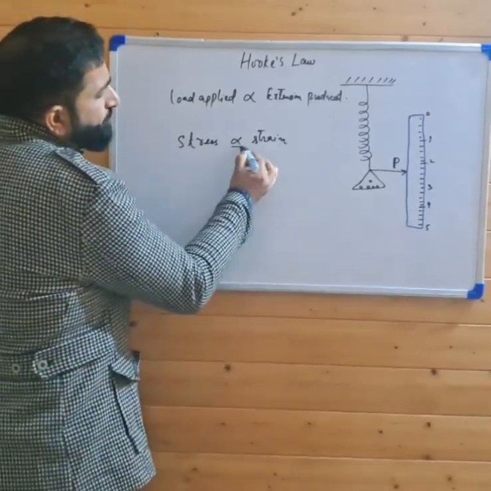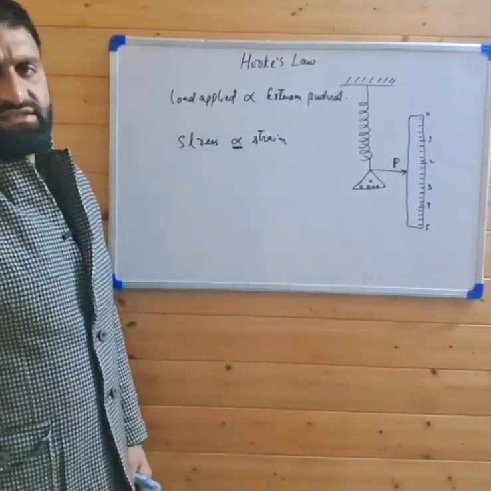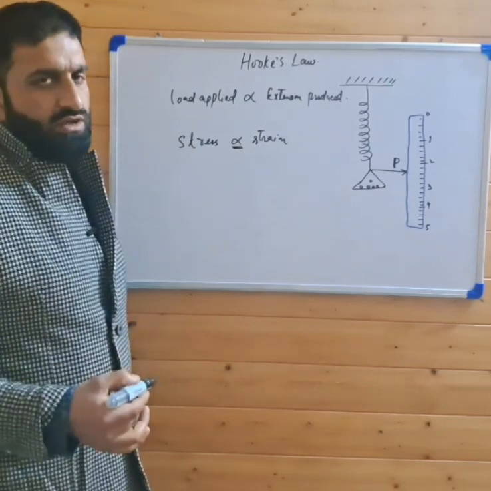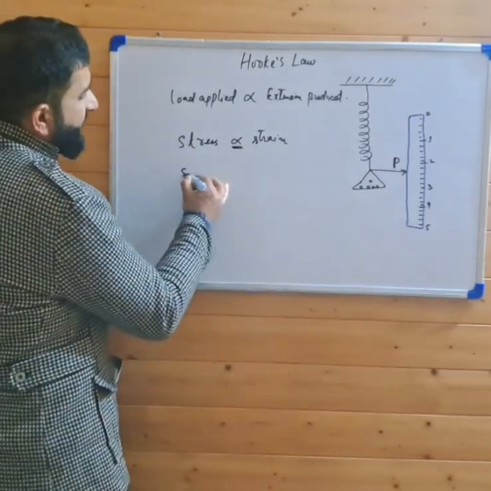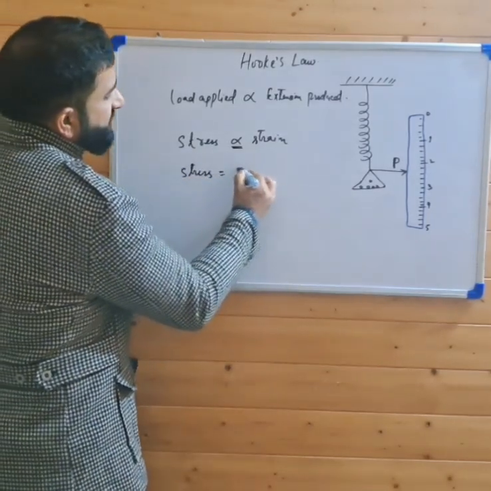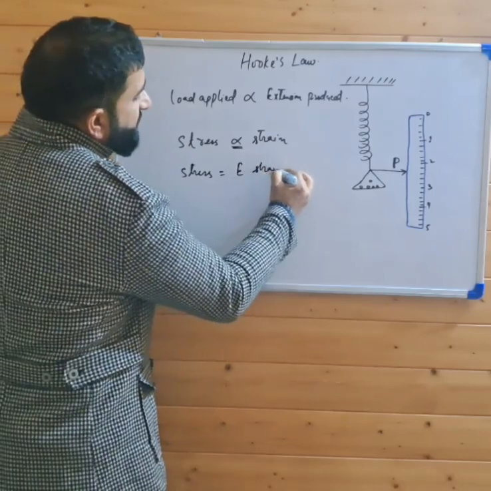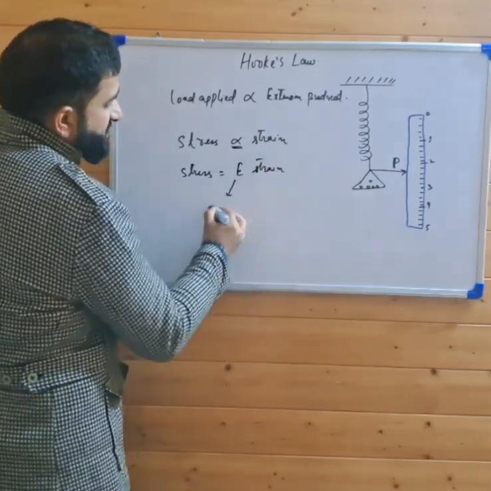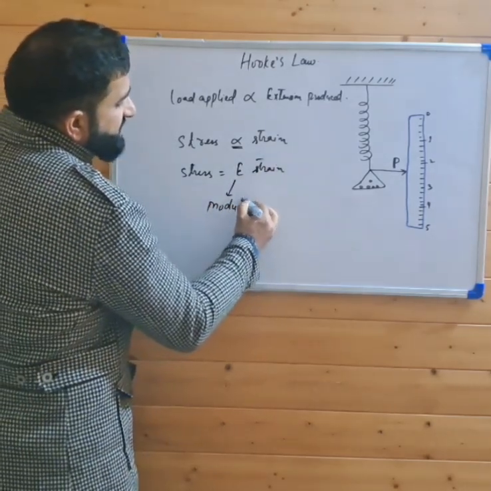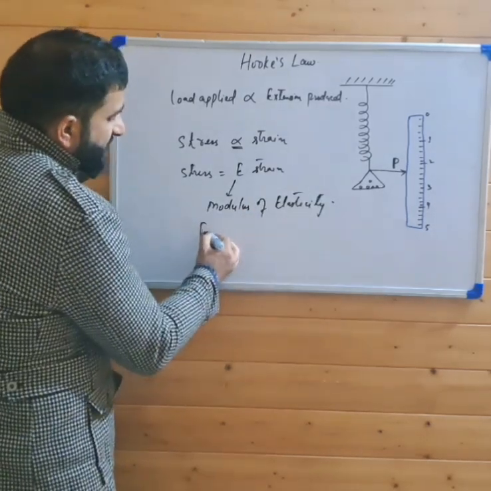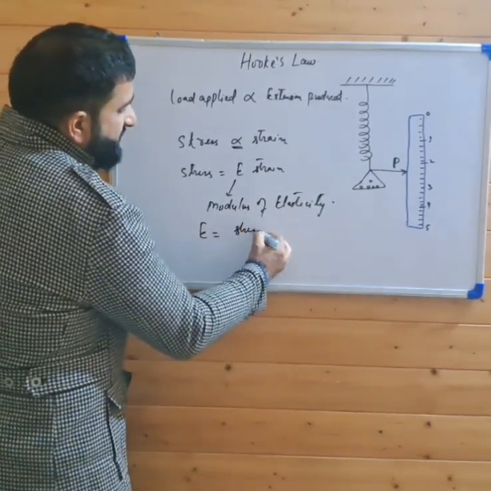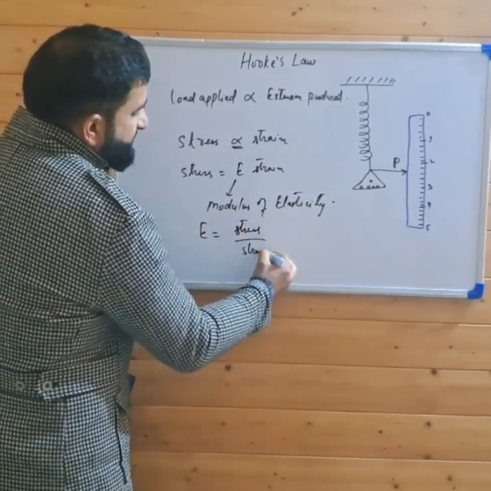Now, to eliminate this proportionality sign, we have to introduce a constant of proportionality, and that was stress equals E into strain. This E was called the modulus of elasticity. This modulus of elasticity, E, is equal to stress divided by strain.